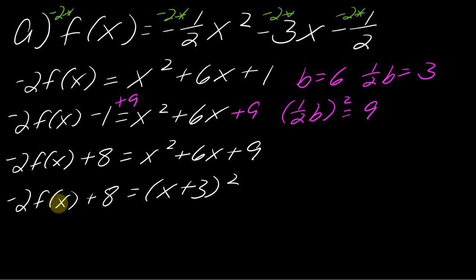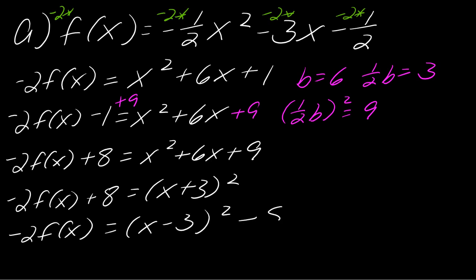Okay, now that I've completed the square, the left side looks kind of weird. So now I want to solve for f of x. The first thing I need to do is subtract the 8. So this becomes -2 f of x equals x plus 3 squared minus 8. And now to get f of x by itself, I need to divide everything by -2.